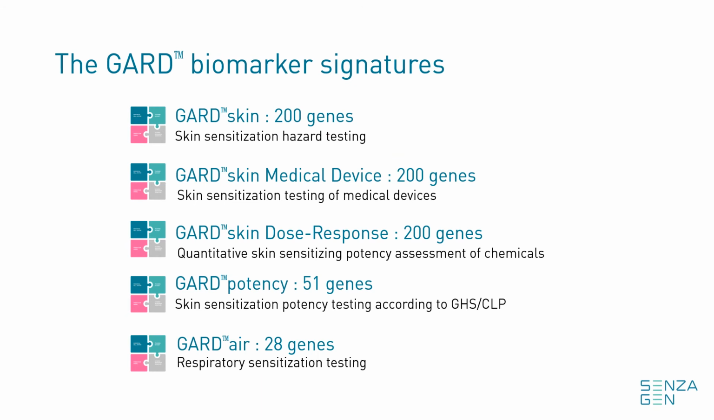All GARD assays are based on the same technology platform, using the same biological system of the SenzaCell cell line and the same prediction model. The differences between the assays are the training data that was used and the identified genomic biomarker signatures. The signatures for each consist of 200 genes for GARD skin, 51 genes for GARD potency, and 28 genes for GARD air. GARD skin medical device and GARD skin dose response utilize the same 200 genes as the GARD skin assay.